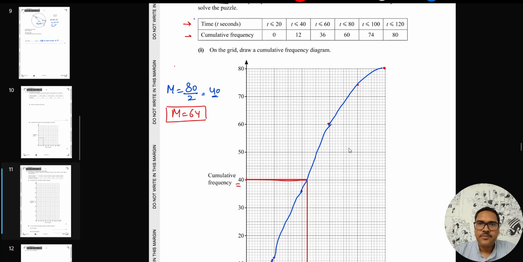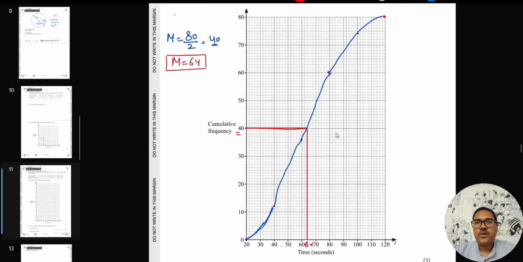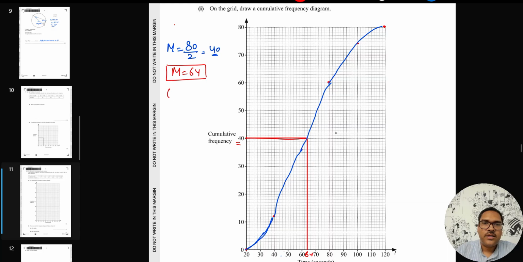Okay. Now the next part is find the lower quartile. Now what is the meaning of lower quartile? Lower quartile is basically the 25 percentile, which is equal to 1/4. Now we have the total of 80, divided by 4, that is cumulative frequency 20. Now corresponding to cumulative frequency 20, what is the data? So you can see this is cumulative frequency 20. Now corresponding to this, what is the value? You can see this is 44, 45, something like this.